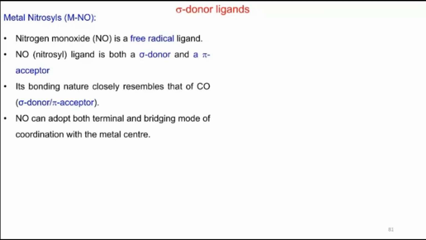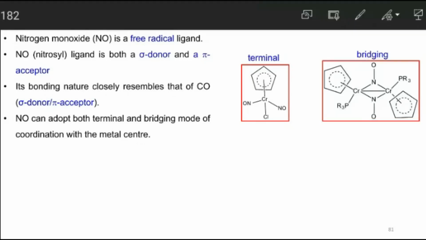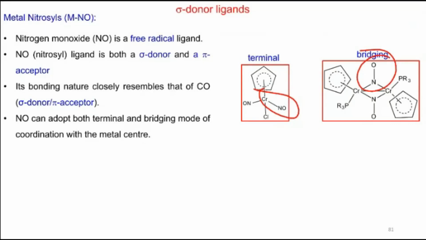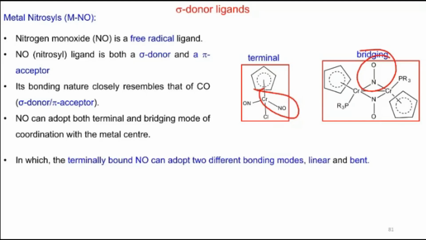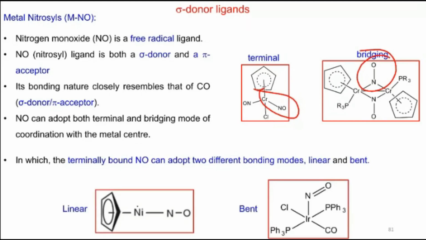act in two different modes of coordination. First, we talk about the terminal, and we also have a bridging ligand. Look at here, a terminal means you have a metal, carbon, nitrogen. You can also have a nitrosyl in the bridging mode, clearly indicating the nitrosyl is a better pi accepting ligand. Another interesting aspect is that even in the terminal mode, the nitrosyl can adopt two different modes of coordination. One is linear, the other is bent.